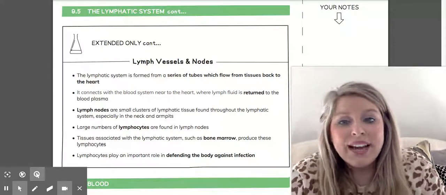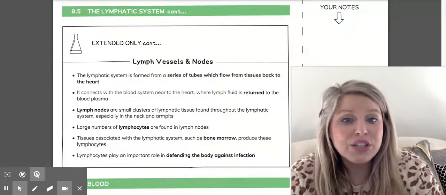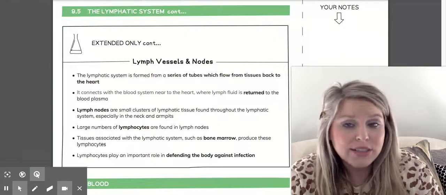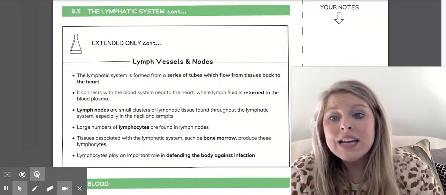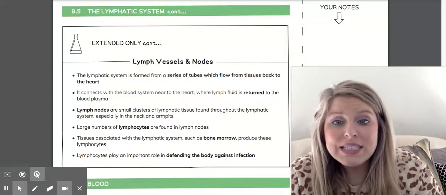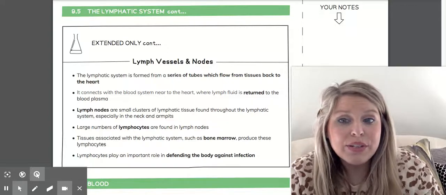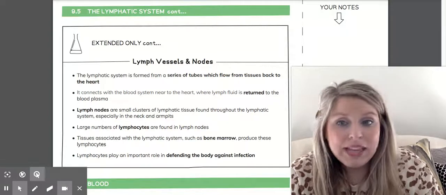That sounds weird, but we do need to try to grasp the whole concept. Now, the lymphatic system is a series of tubes that flow from tissues back to the heart. It connects with the whole blood system near to the heart, where lymph fluid is returned to the blood plasma.